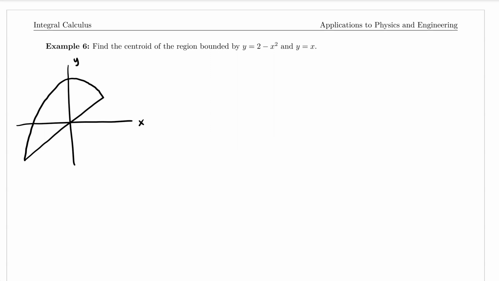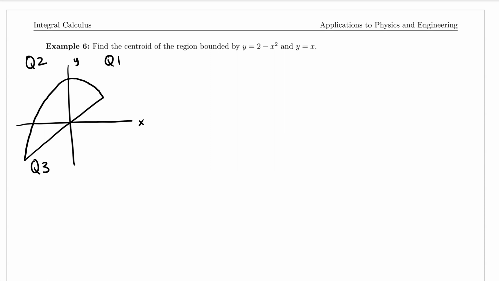Take a minute and pause the video and think about, or make a guess as to, which quadrant you think our centroid is going to be in. Is it going to be in quadrant 1, quadrant 2, quadrant 3? It can't really be in quadrant 4 since the plate or the region doesn't exist in quadrant 4, so it has to be quadrant 1, 2, or 3. So take a guess as to where you think it will be.